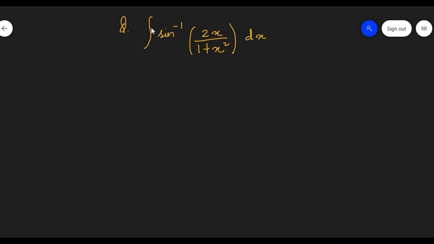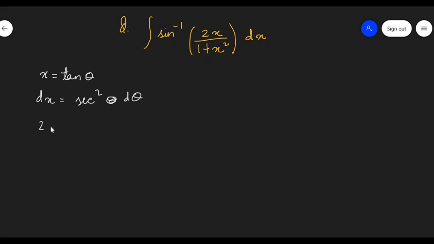In this video, let's integrate sine inverse of 2x upon 1 plus x square. Before we proceed on integrating this, let us simplify the problem a little bit. So I want to write x as tan theta, and this will give me dx as sec square theta d theta.